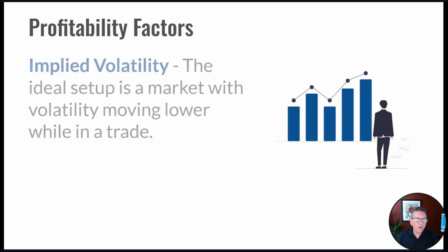Okay, so let's talk about the profitability factors. There's three. One is implied volatility. Now, when I put on a 0DTE trade, I put on that trade right at the beginning of the session, the 9:30 session. The normal session is from 9:30 to 4 o'clock. The implied volatility typically is highest at that 5 to 10 minute area.